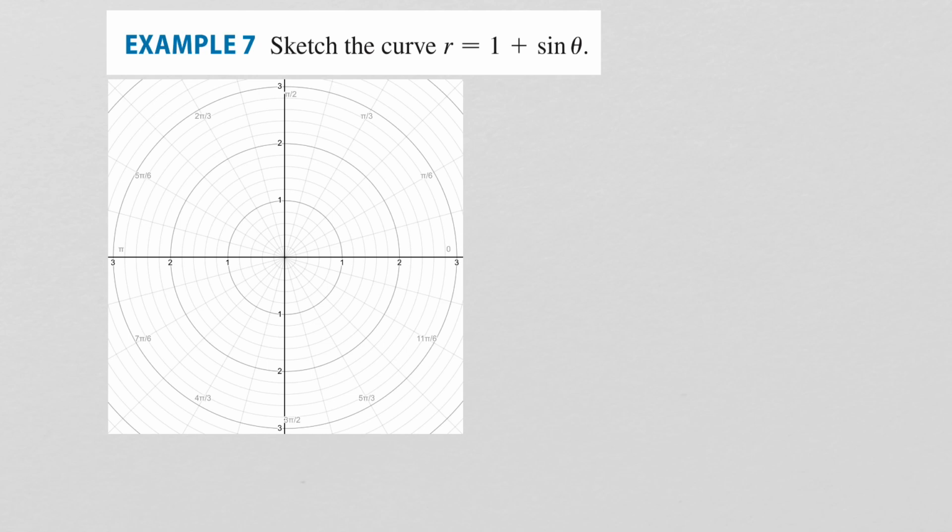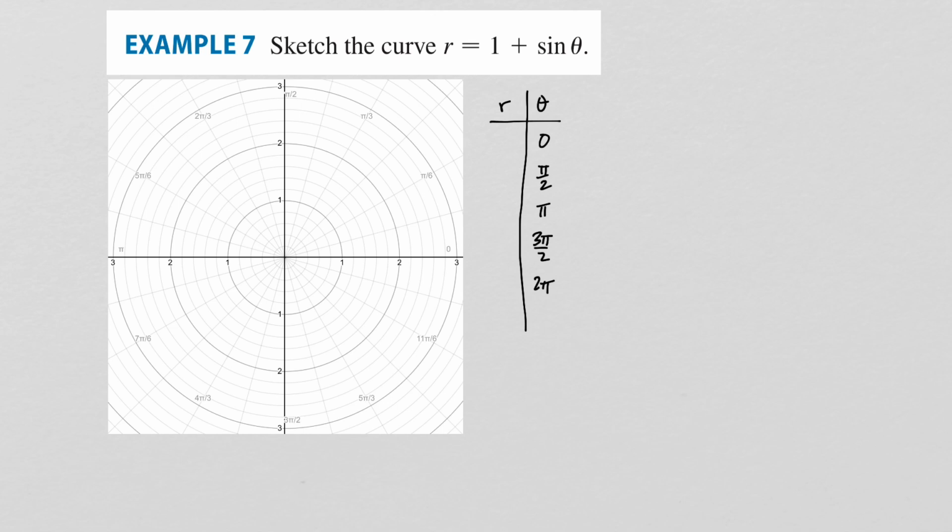Lastly, let's sketch the curve of r equals 1 plus the sine of theta. So for this one, once again, we are going to make a table of values with r's and thetas. And I'm going to plug in these standard values. So let's plug in 0, pi over 2, pi, 3 pi over 2, and 2 pi. Now it's likely you'll need to use additional angles, but these are our main quadrantal angles. And we always want to plug those in when doing a graph.